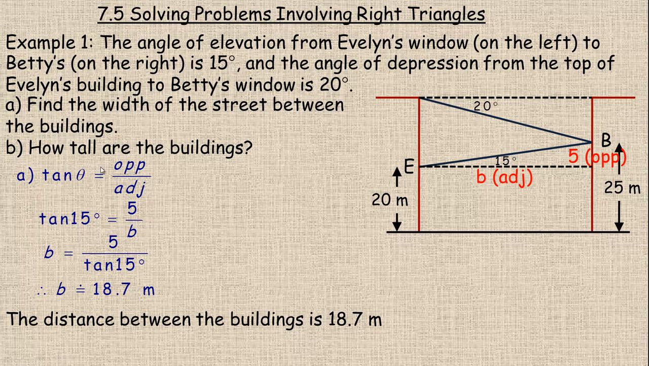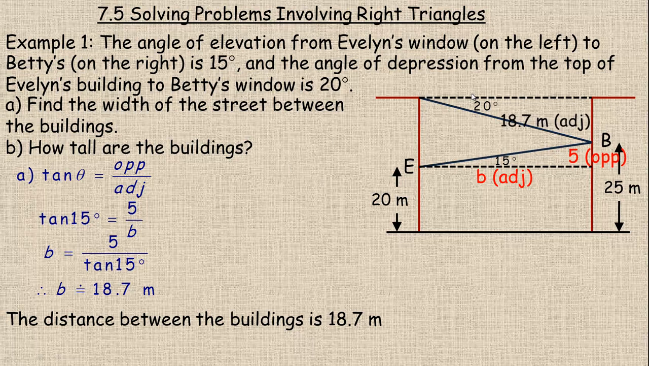For B, it says how tall are the buildings. Now, what we could do to find the height of the buildings is, see, Evelyn's window is 20 meters off the ground, so we could find the distance from Evelyn's window to the top and add that to 20. But it would probably actually be a little bit easier if we worked with this side. See, we know that Betty's window is 25 above, so if we work with this right triangle here and find this distance, we could add that to 25, and that would be the height of her building, and they're both supposed to be the same.